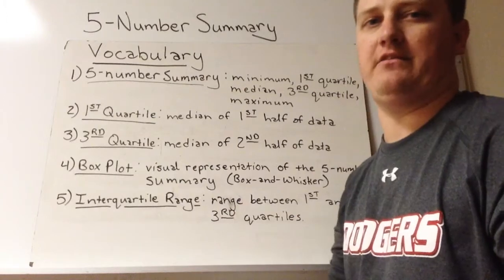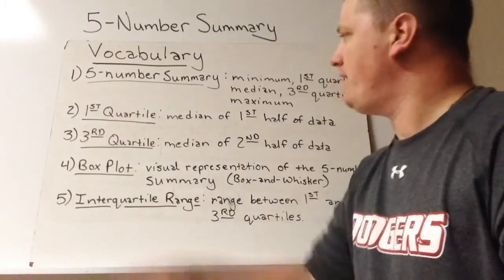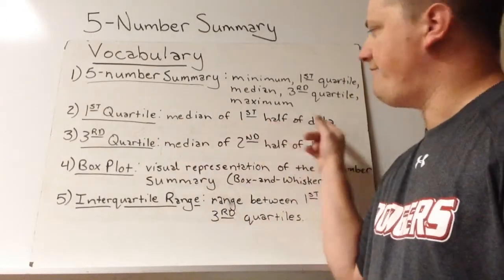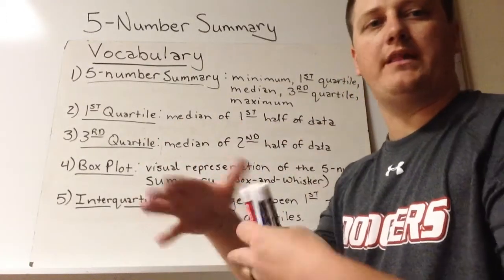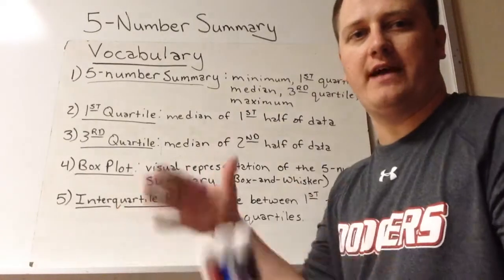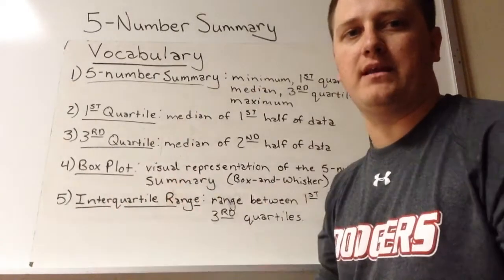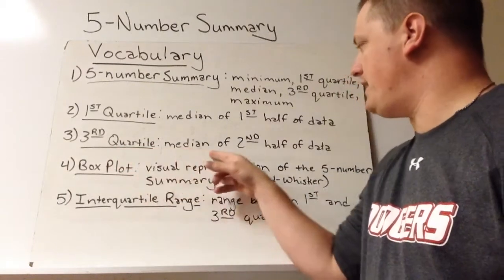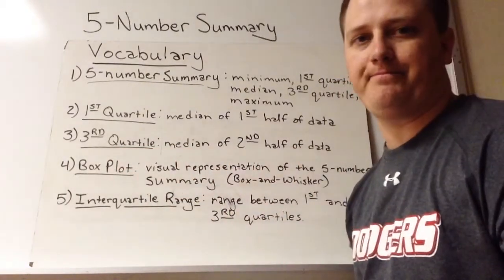Those are the 5 things that go into a 5-number summary. First quartile is new. That is the median of the first half of data. So basically, we cut the data into 2 halves, a first half and a second half, and we find the median of the first half. Then we find the third quartile, the median of the second half of data.